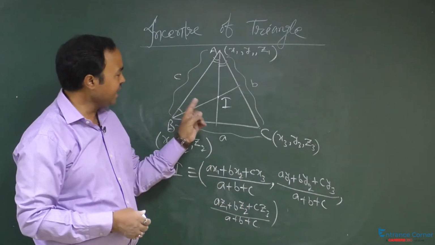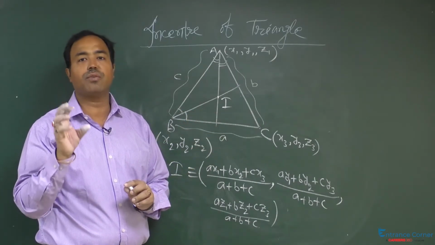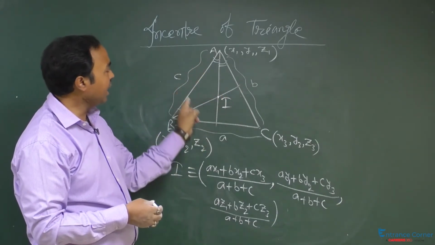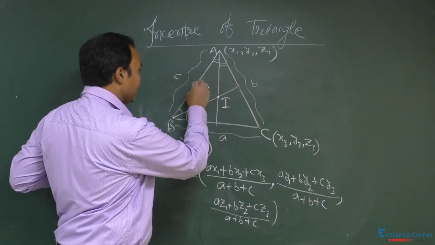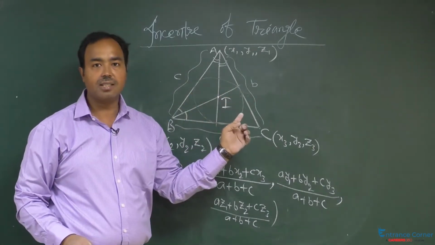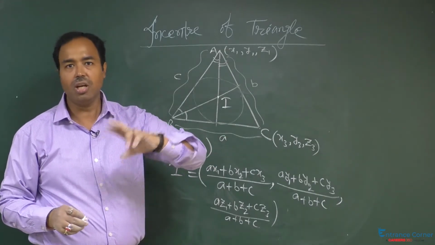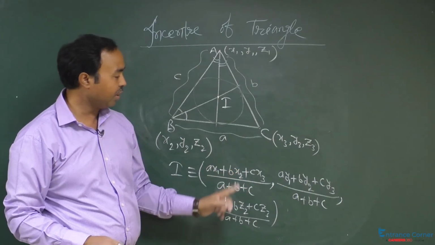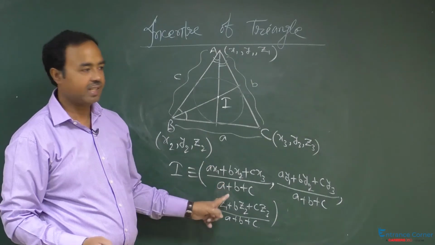Student, this incenter is also referred to as the center of the circle which is inscribed in the triangle. That means the circle which is touching all the three sides. So, for the incenter, you have two definitions, but in both the definitions you will get the same formula, the same coordinate of the incenter which is written here.